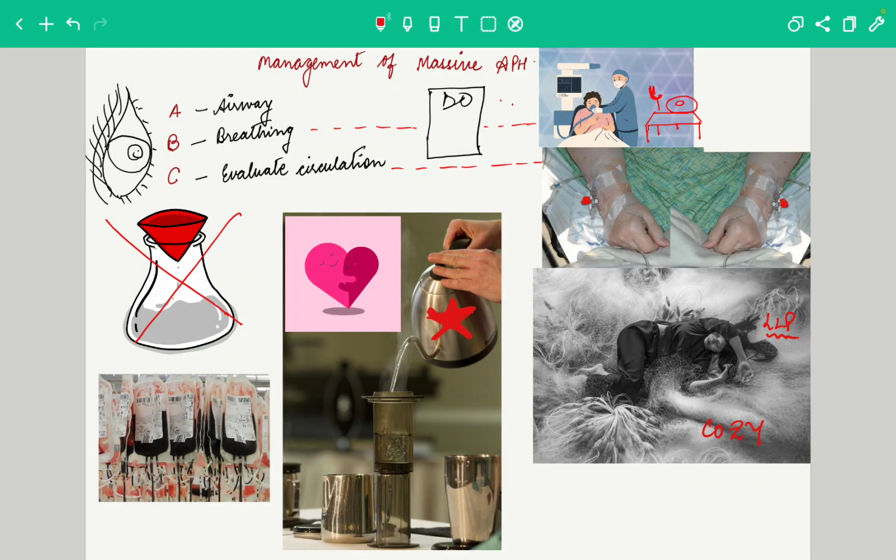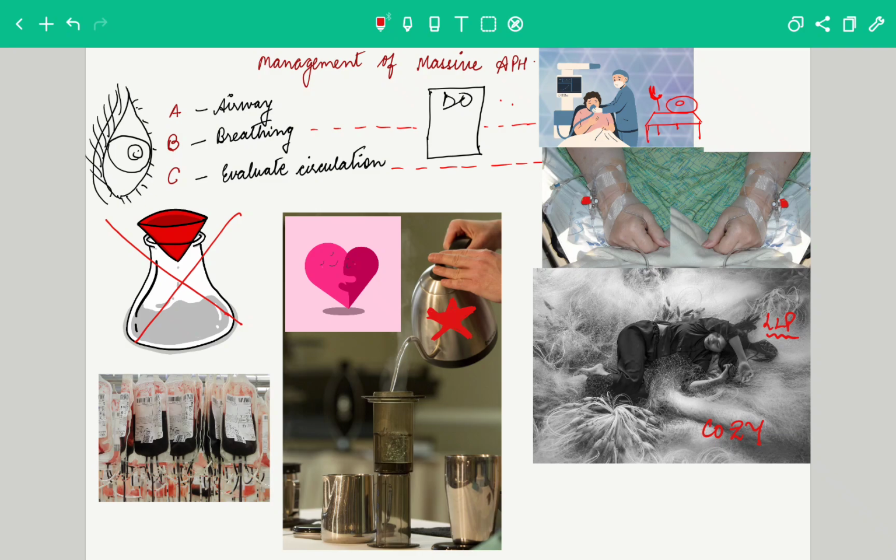To talk about a very interesting and relatively volatile topic, that is the management of massive APH. What are the steps, or what is the protocol for the management of massive antepartum hemorrhage? Now, in any emergency, anybody who has studied in medical school and has a little knowledge about the management of emergencies knows that ABC is always there. So we have added a little bit of a twist to the ABC, and that will help us remember the entire protocol for the management of massive antepartum hemorrhage.